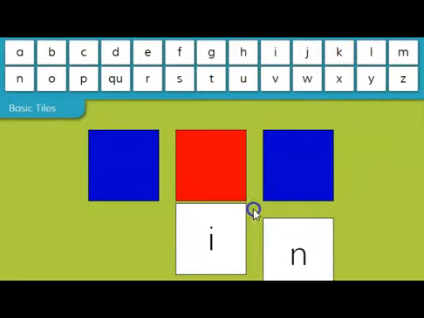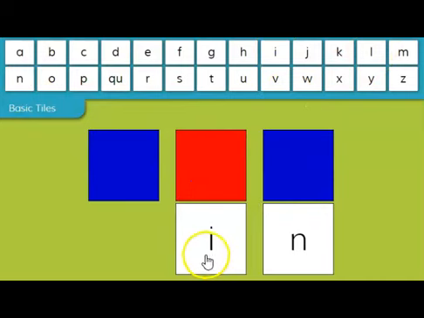Grab the letter tile i. So we have our vowel and our consonant. If I know the vowel I is closed by one or more consonants, it's going to have a short sound, i. We can change the first sound and create so many words.